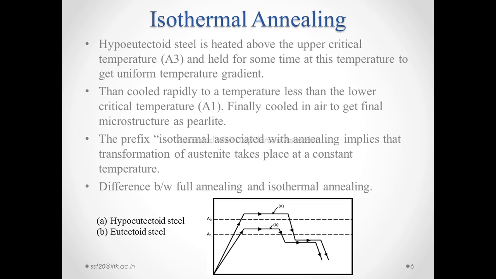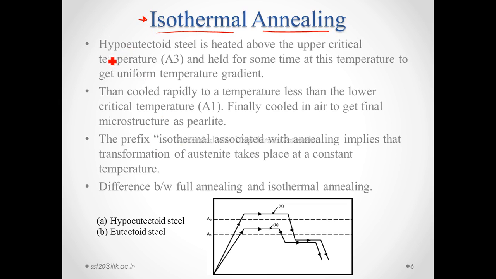Okay. The next annealing heat treatment is isothermal annealing. As the name indicates, isothermal annealing is a constant temperature annealing. I will explain why it is called isothermal in this video lecture.